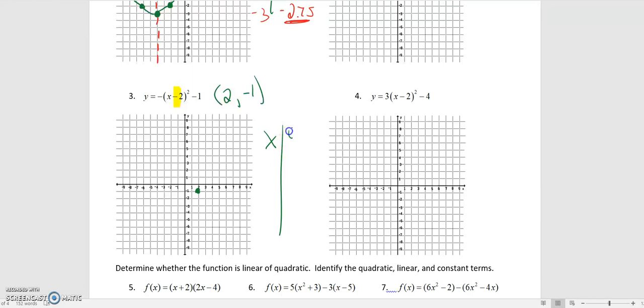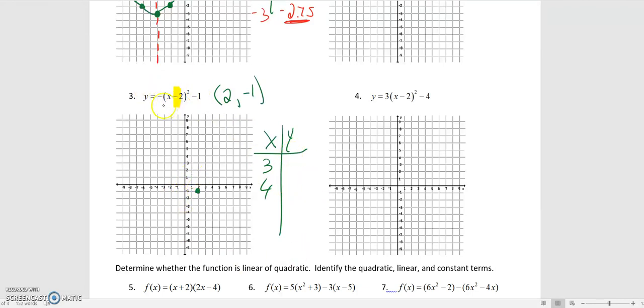Example 3, I gave you guys the vertex at 2, -1. Again, just kind of take it away with the table. Pick any values. I would probably maybe pick 3 and 4. Some people pick 1 and 0. That's fine. Just be careful plugging it in, getting those values over here, and going ahead.